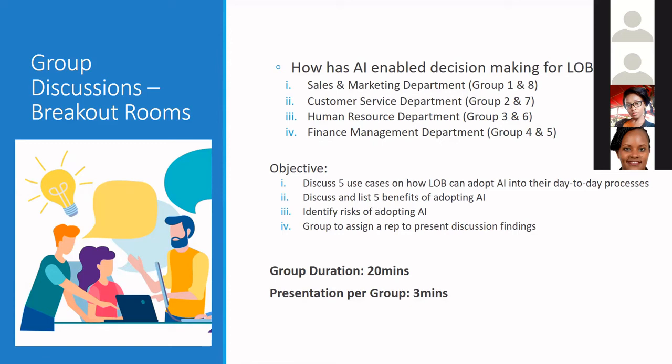Could you kindly take us through, first identify what line of business you were discussing? Group 1, AI and transportation. Sales and marketing. Oh, sales and marketing. Okay, so Joseph, what are the 5 use cases on how sales and marketing can adopt artificial intelligence? We said first, it helps in the area of product development, because AI will help us generate the right data that will help the sales and marketing team produce products that suit the market.